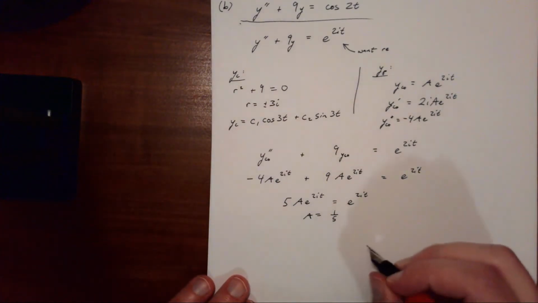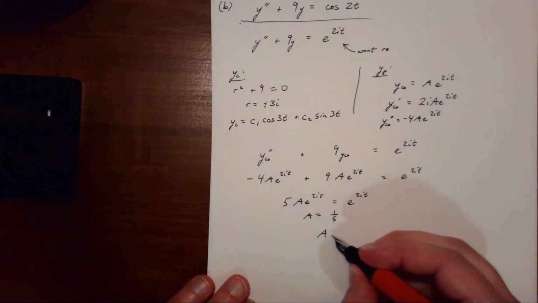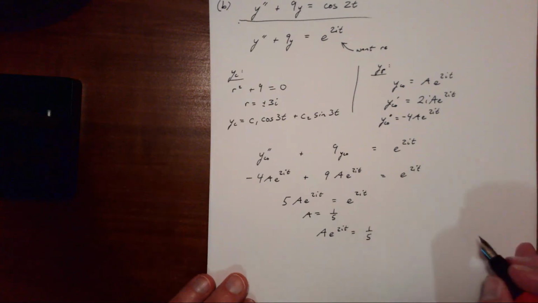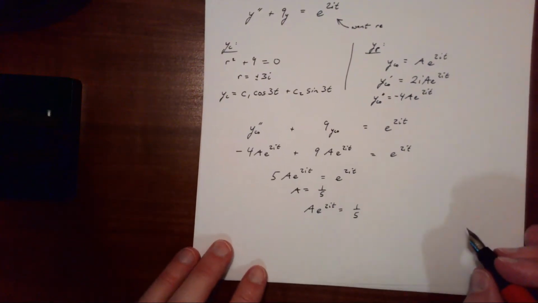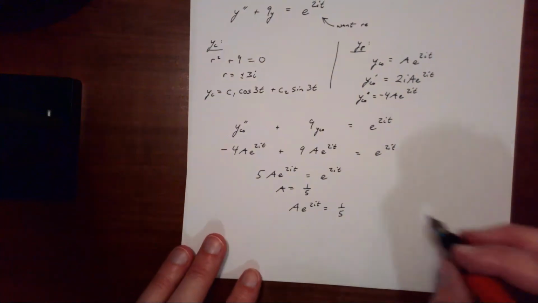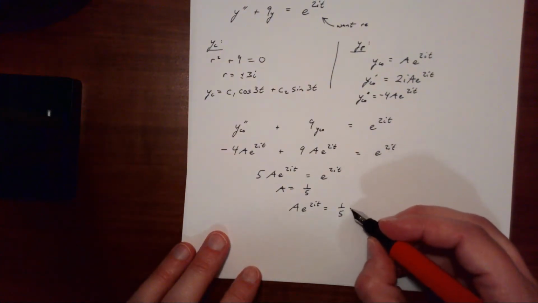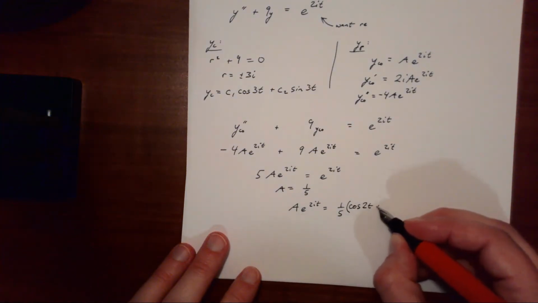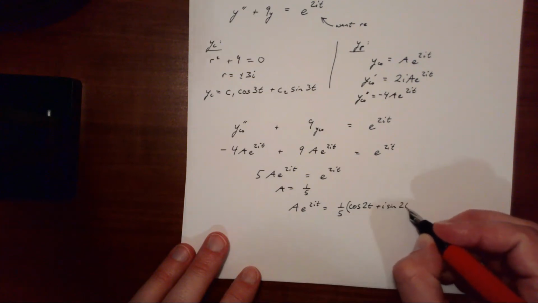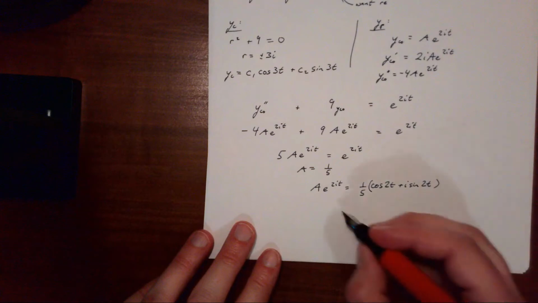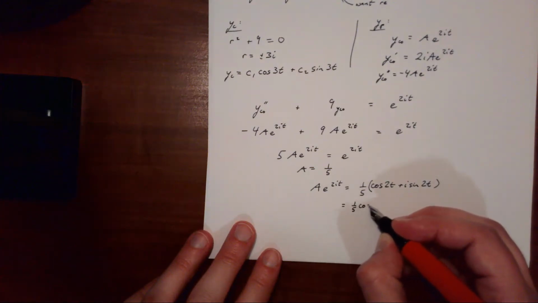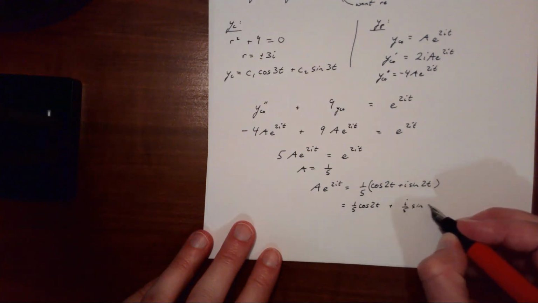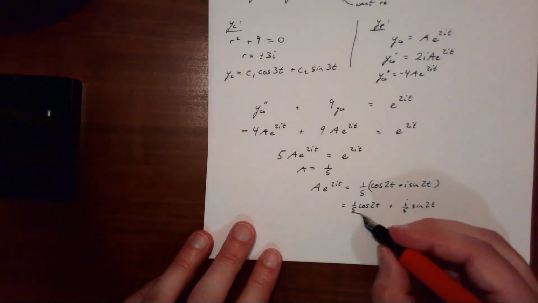Interesting. And so then what that means is a e to the 2it is going to be 1/5 times, so no, there is no imaginary part in the coefficient here. Interesting to note. And then we're going to have the cosine 2t plus i sine 2t. So that's just going to be 1/5 cosine 2t plus i over 5 sine 2t. And we want the real part.